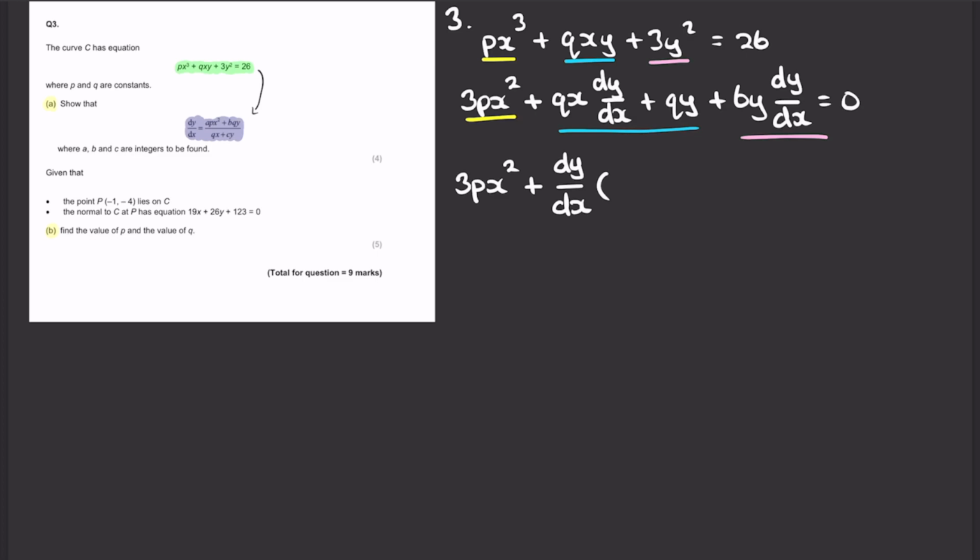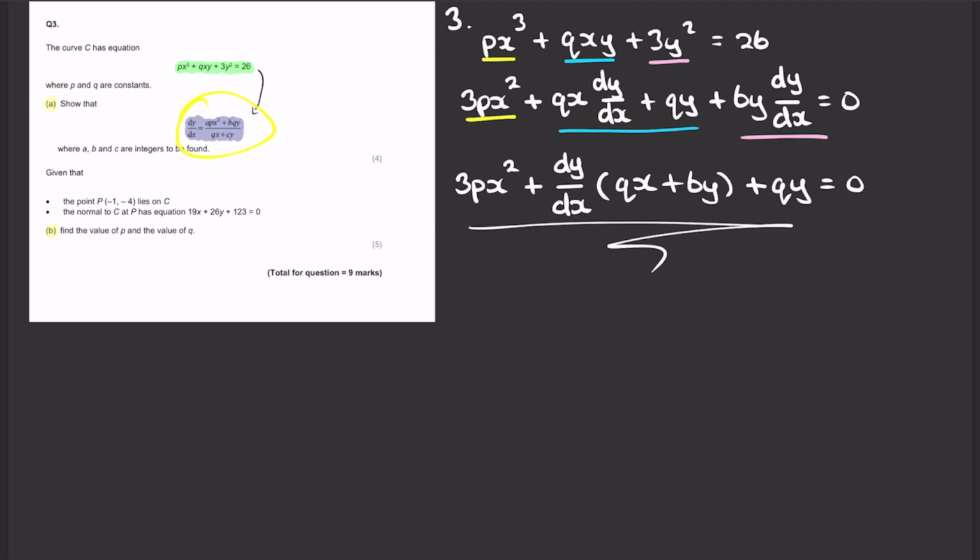So open brackets qx plus 6y, and then obviously you have to remember that qy doesn't have a dy by dx, so you have to put it outside of the brackets. So it's plus qy equals 0. Now this is starting to look like this form over here, right? You can see it coming. So all you need to do is put it in that form and then give the answers.